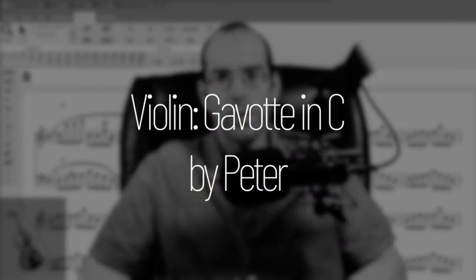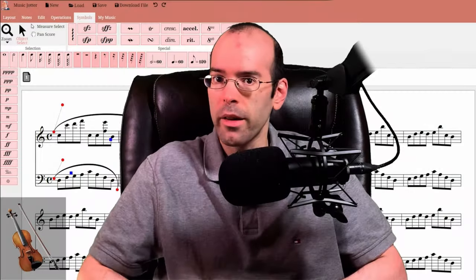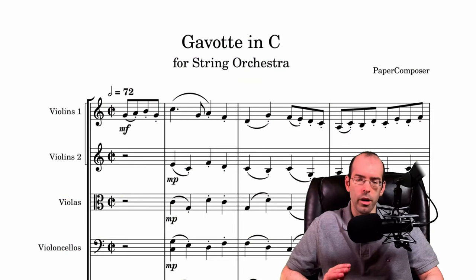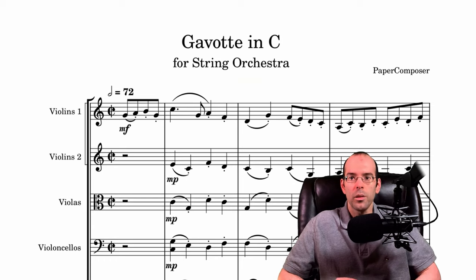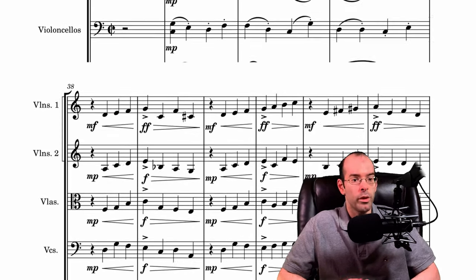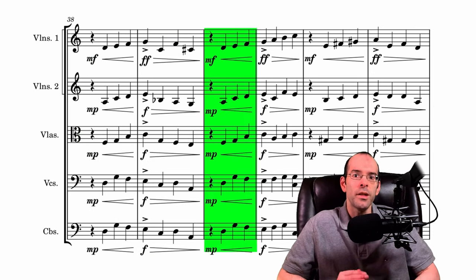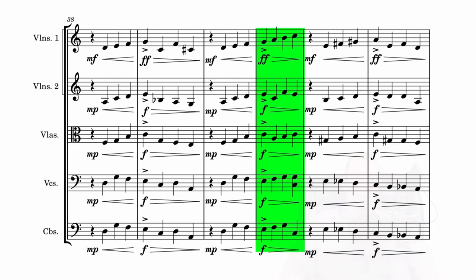These next two submissions are from Peter. So first, let's take a look at his gavotte. And a gavotte is a French dance. So let me direct you towards the pizzicato section where the solo violin comes in with the melody. And I'm demonstrating this part because it's easier to hear the simulated slurs.